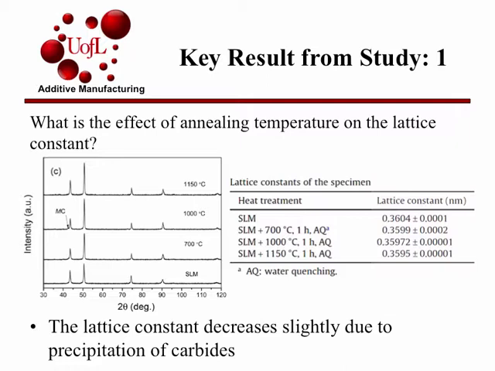The graph on the left just showed that after the annealing, the microstructures of the samples were still basically the same as straight out of the selective laser melting process. The results were that the lattice constant decreases slightly with the annealing temperature, and this is due to the precipitation of carbides during the phase changes due to the annealing temperatures.